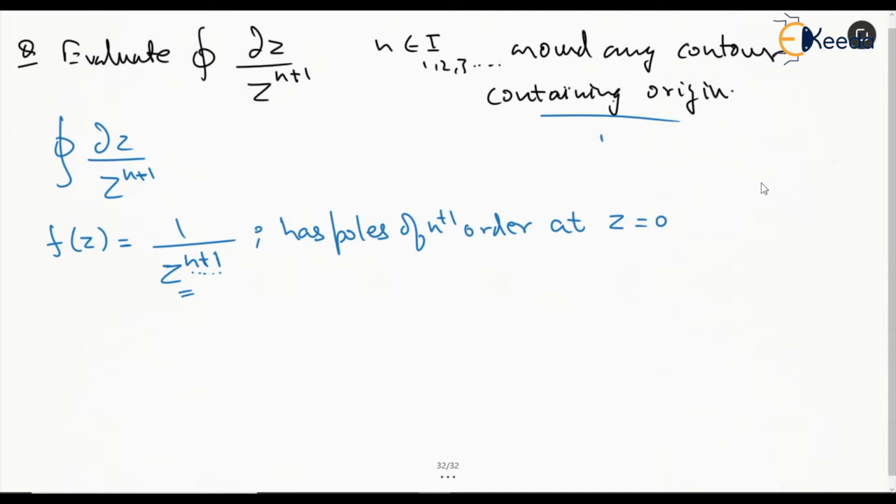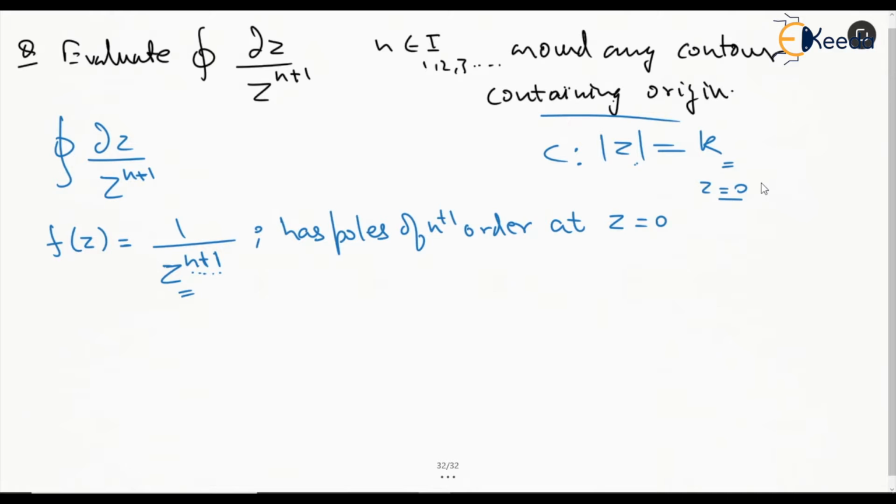So it can be, let's say, a circle centered at the origin with some radius, let's say k. So this circle with radius k centered at origin will always contain z equal to 0. So let's say we are talking about this curve, just for an example. It doesn't have to be a proper circle, but it has to contain the origin. That is more important.